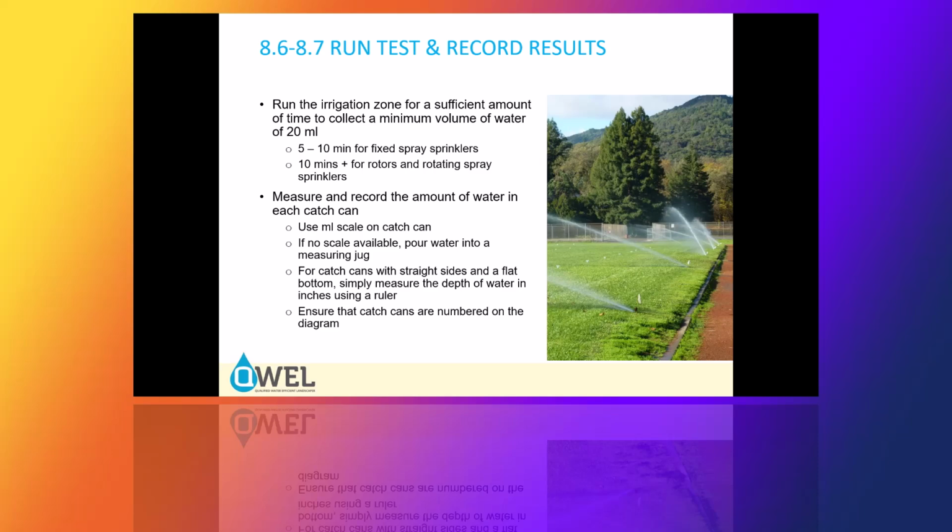We want to measure and record the amount of water in each catch can. So ideally, use the milliliter scale on each catch can. If no scale is available, you might have to pour the water into a measuring jug or graduated cylinder. For catch cans with straight sides and a flat bottom, simply measure the depth in inches using a ruler. Ensure that the catch cans are numbered on the diagram.